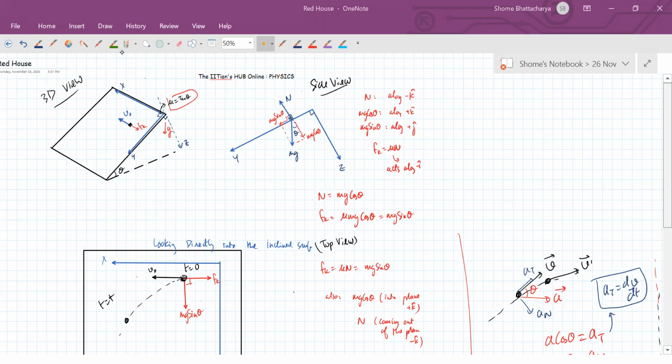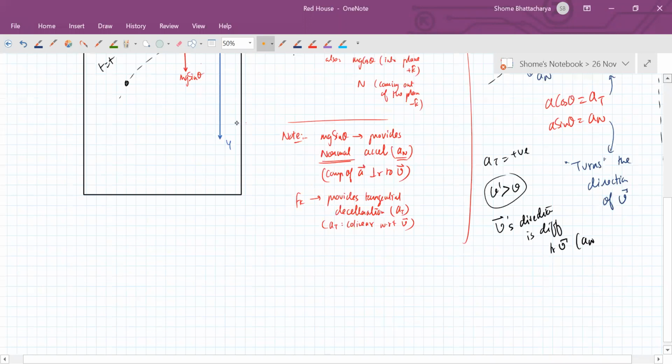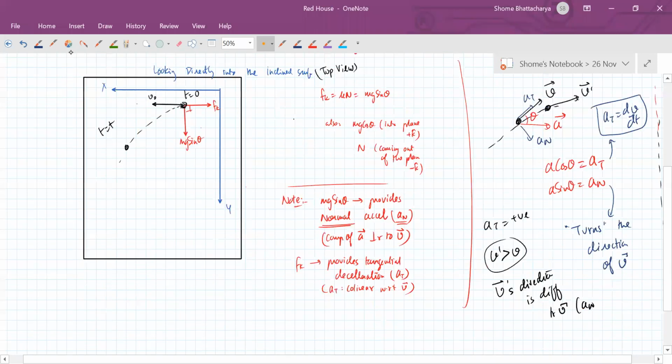Okay, so now once the initial free body diagram is clear, what we have to understand is that this was at t equal to 0, when the velocity vector was along the positive x direction. But from there, what's happening at a general time? So at a general time, what is happening is this. I'm showing you next.